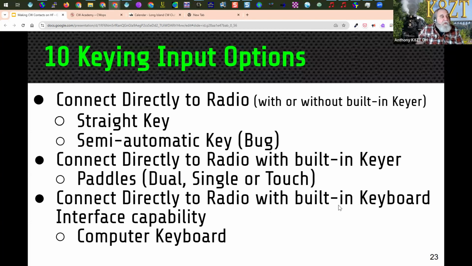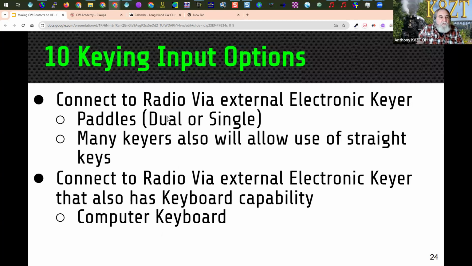You can connect it directly to the radio with a built-in keyboard. Some radios have the ability to plug in a keyboard, for example, the Ten-Tec Jupiter, the ICOM 7610. You can simply plug a keyboard in, and they have the ability to interpret the signals from the keyboard and send it out as CW. You can connect it to the radio via an external keyer.